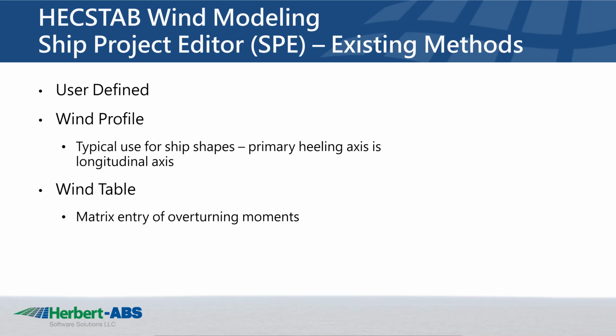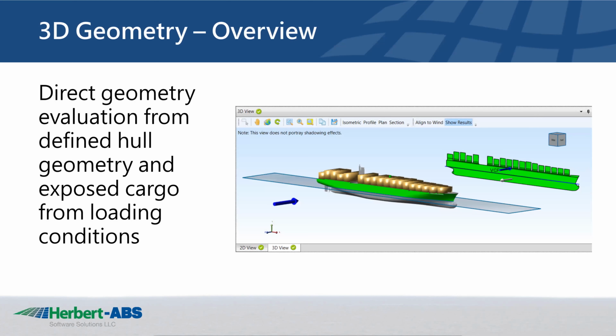These tables can get quite large depending on how many different headings, drafts, trims, and heels you're looking at, as well as any different wind speeds. So our new approach for wind analysis is doing a direct geometry approach for the defined hull geometry, as well as any exposed cargo from loading conditions. You can see on the visual on the right is our container ship demo with a loading condition attached to it to show different container stacks on deck.